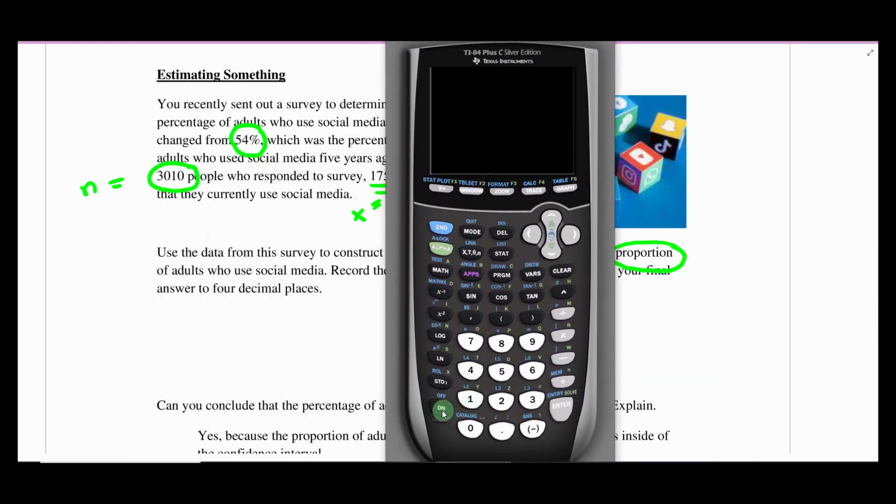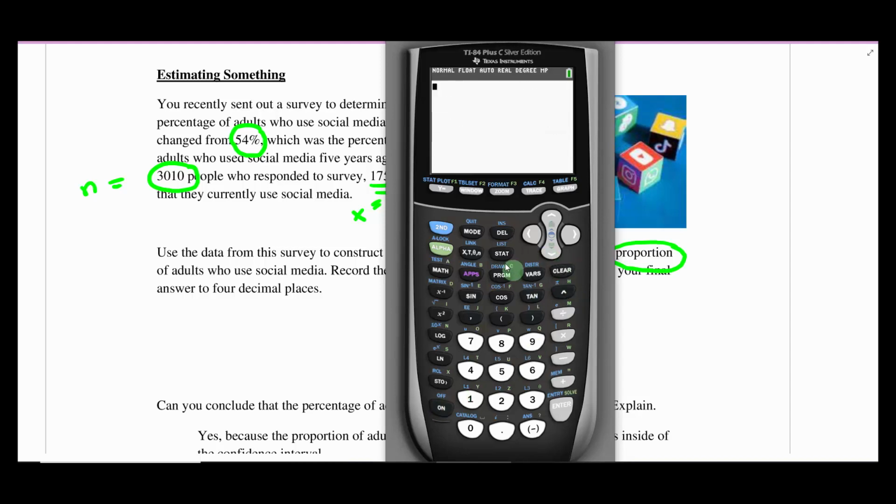So we're going to go to Stat, and we're going to go over to Test. I hit the Stat button, I went over to the Test menu, and you'll notice a bunch of options here, and we are doing what's called a one-prop Z interval. You'll see option 7 says Z interval and option 8 says T interval. Those are the ones that you'll use for a mean. But since we're doing a proportion, we want the 1-PropZInt, right? So this one right here is option A.